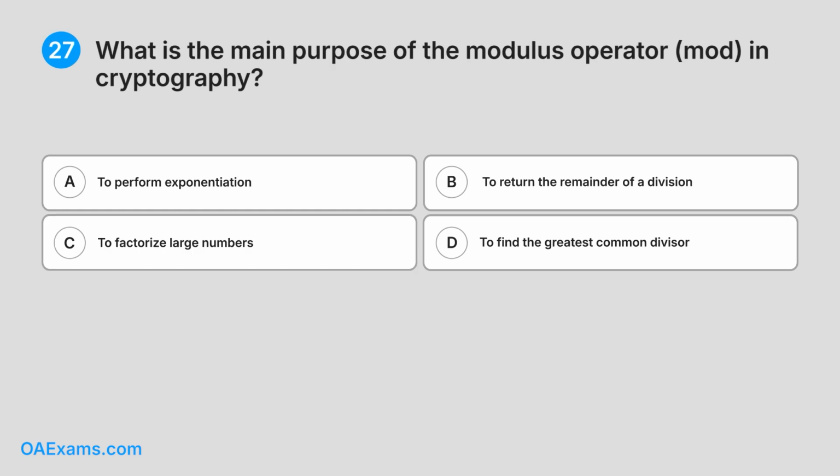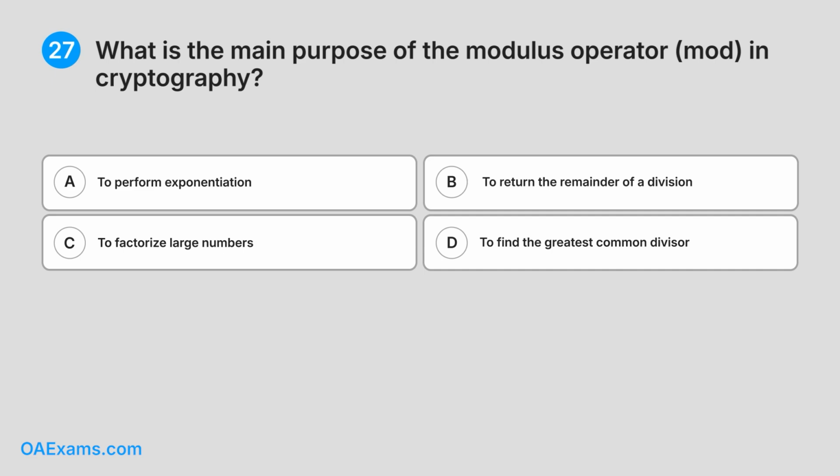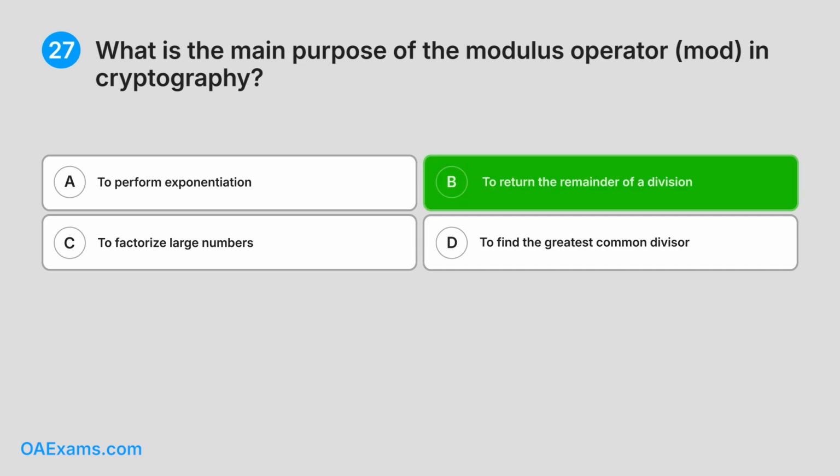27. What is the main purpose of the modulus operator, MOD, in cryptography? A. To perform exponentiation. B. To return the remainder of a division. C. To factorize large numbers. D. To find the greatest common divisor. Can you guess the answer? Correct answer: B. To return the remainder of a division.